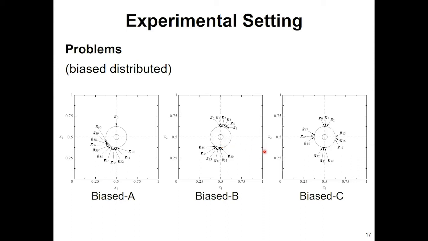Biased C has 4 groups of goals, and the 4 groups are uniformly positioned. Each group has 3 goals, and they are densely distributed.